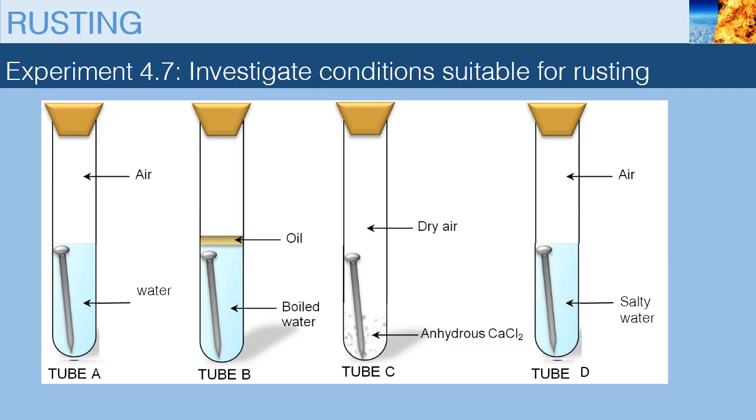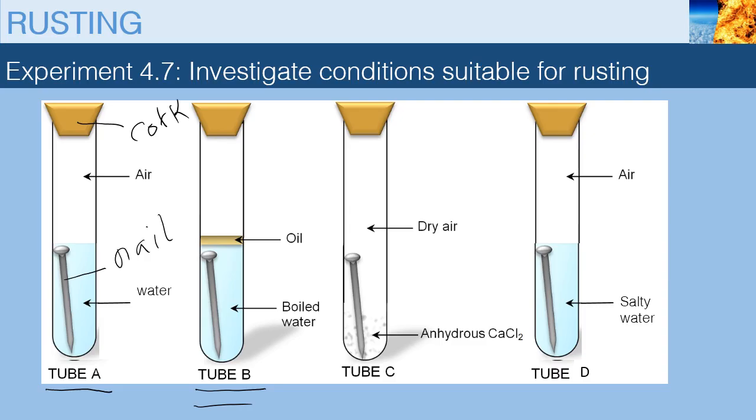In the first test tube, let us name it test tube A, you put in a nail and you add some water until it is all covered, and then you just add a cork to close it up. In the second test tube, let us call it tube B, you need to boil the water first before you add it in the test tube with the nail, and then you cover it with some oil.